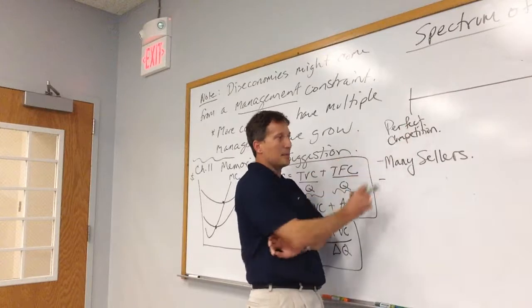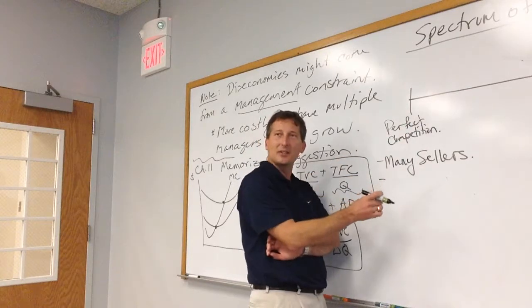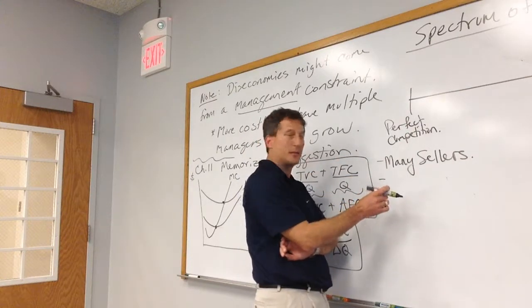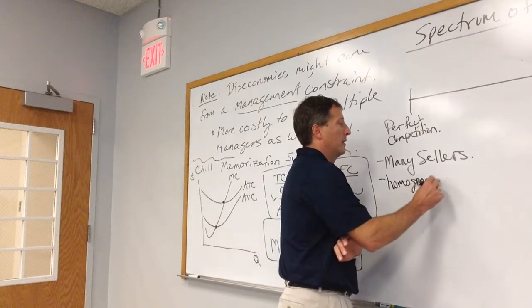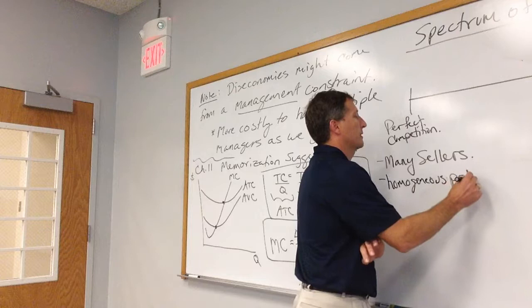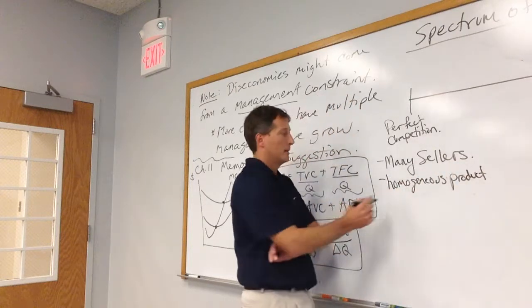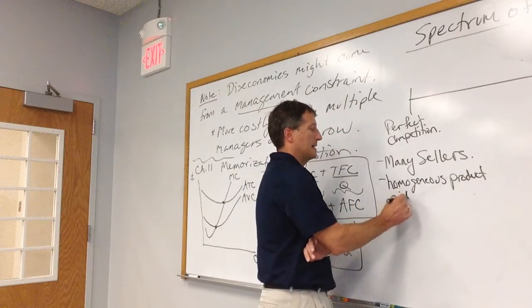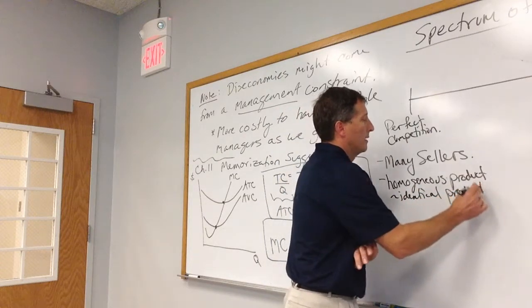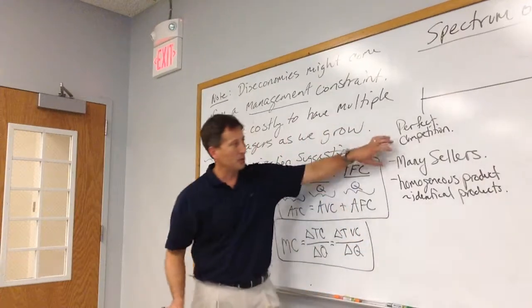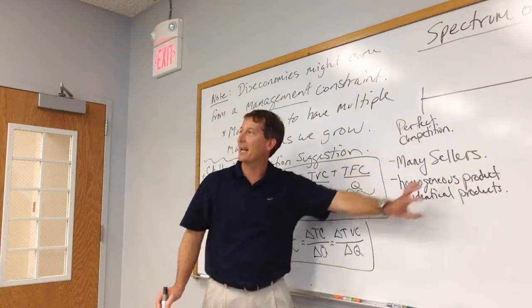The other thing to make it perfect is that everybody sells the exact same product. So we have what we call a homogeneous product. Identical products. So we're going to have a whole bunch of people selling the exact same thing.